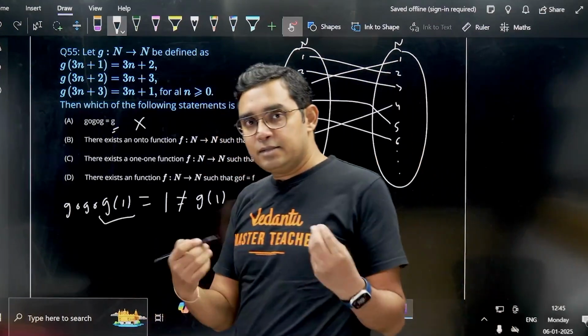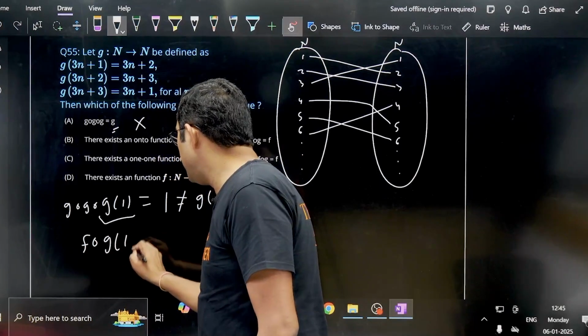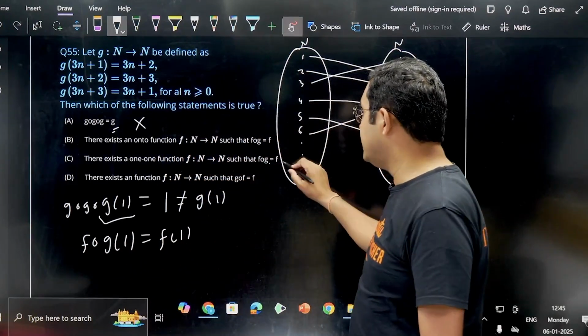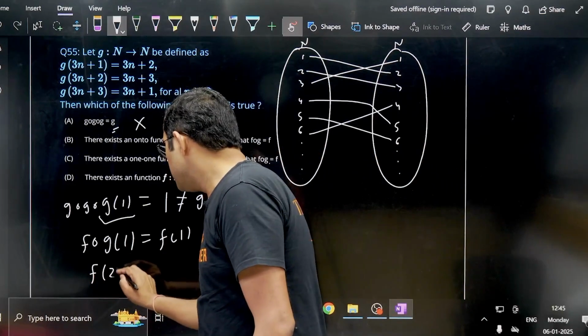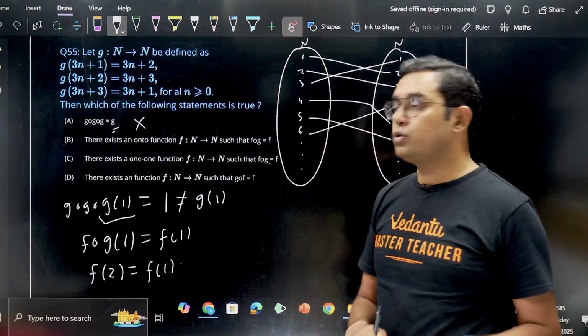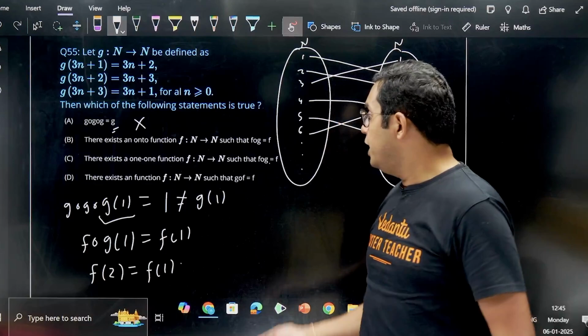Now suppose there is some one-one function, that means I should have f∘g(1) equal to f(1). Because it is true for all x, let us say it should be true for 1. Now g(1) is 2, this will say f(2) is equal to f(1), which contradicts the fact that it is one-one, because f(1) and f(2) giving you the same value, it cannot be one-one, so this is also wrong.